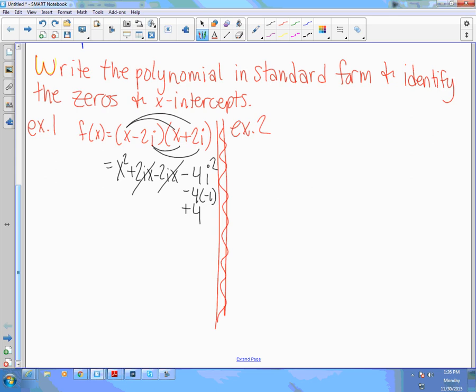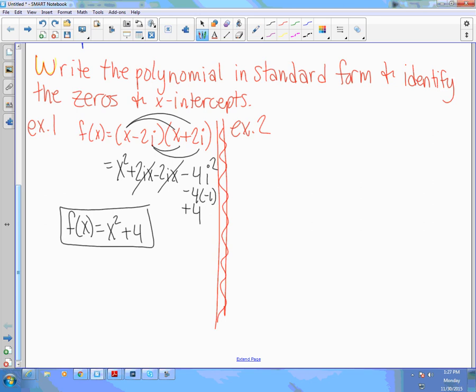Again, conjugates. Look at those 2 factors: x minus 2i, x plus 2i. They're exactly the same, except one is minus and one is plus, right? Those are conjugates, so we can expect the middle real terms to cancel out. So that's x squared plus 4. This is standard form.